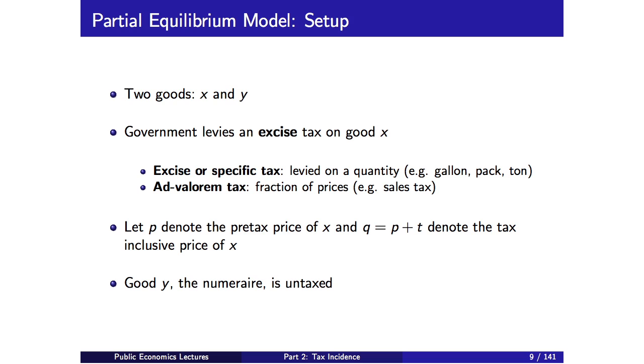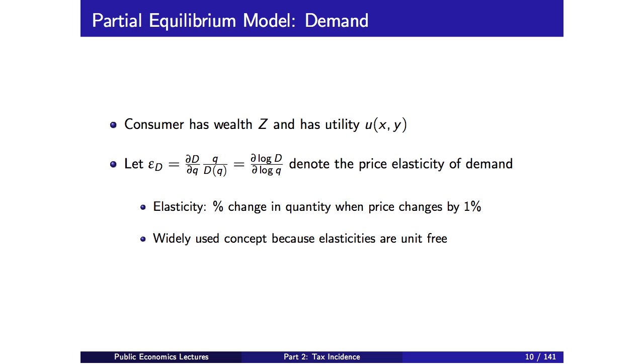And good Y, the numeraire, is going to be untaxed. So what do I mean by the numeraire? We're normalizing the price of good Y to be 1, right? And we're holding that fixed. So the only relative price in this economy is Q. So the consumer has wealth Z, which we're going to take as fixed, and a utility function U of X, Y.